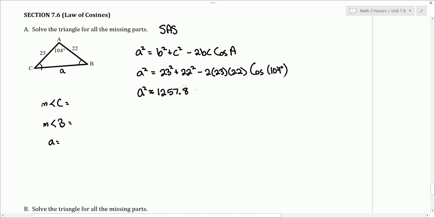I'm going to maintain a lot of decimal places here until I get to my final answer. And then take the square root of both sides. So a is going to be approximately the square root of that. And now I'm going to round to the nearest tenth, and I get 35.5, roughly.